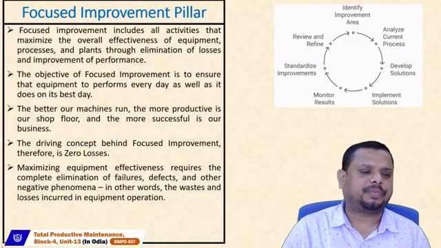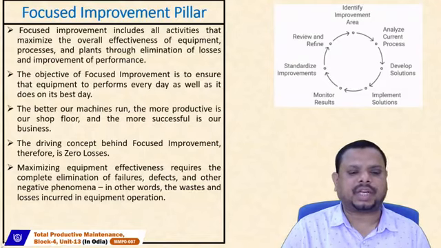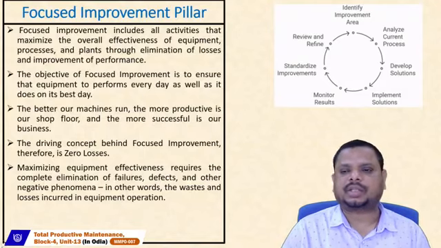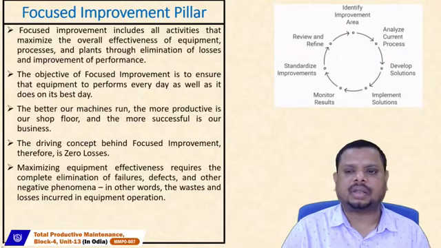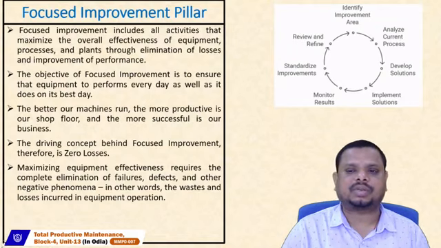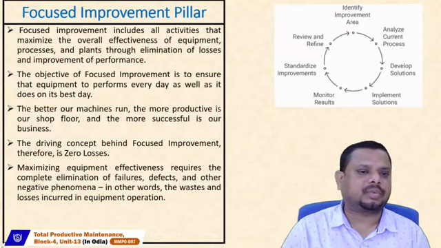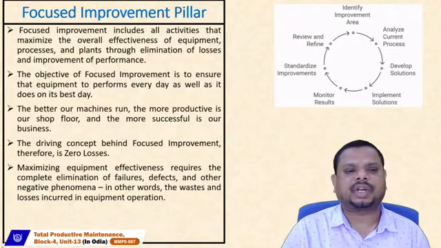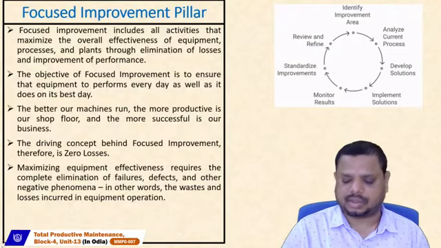And the last important point, maximizing equipment effectiveness requires the complete elimination of failures, defects, and other negative phenomena. In other words, waste and losses should be equated to equipment operations. So by establishing this flow diagram, that means identify the improvement area, analyze the current process, develop the solutions, then implement the solution, monitor the results, standardize the improvement, review and refine, you can easily improve the overall effectiveness of equipment and improve the performance.